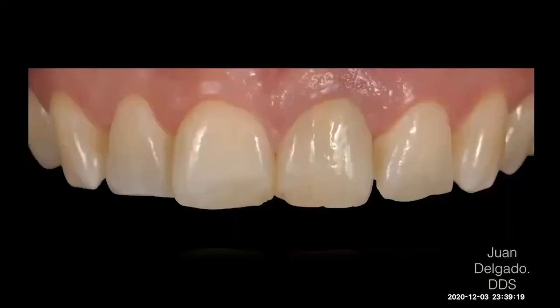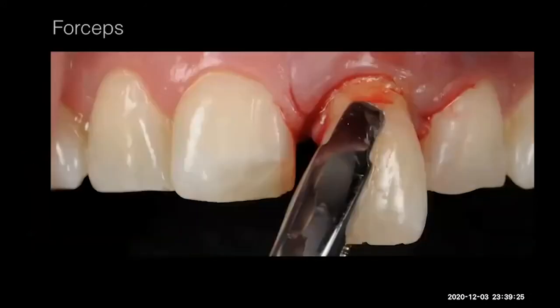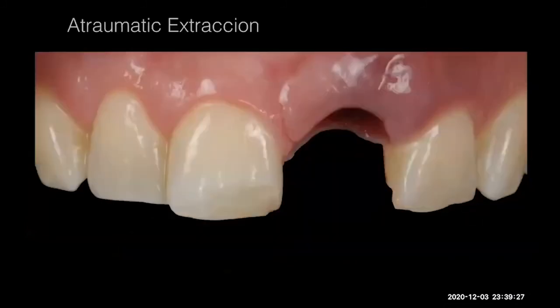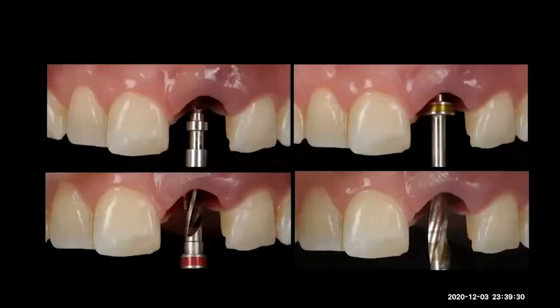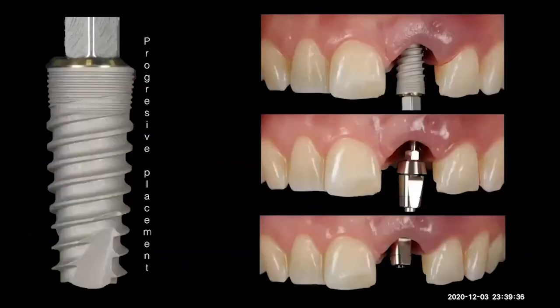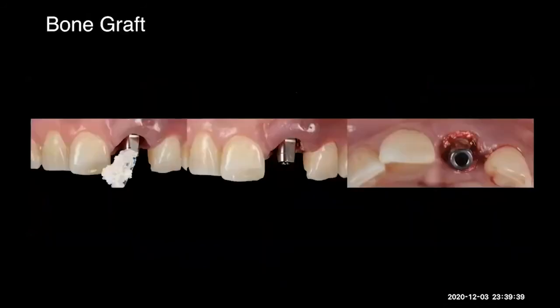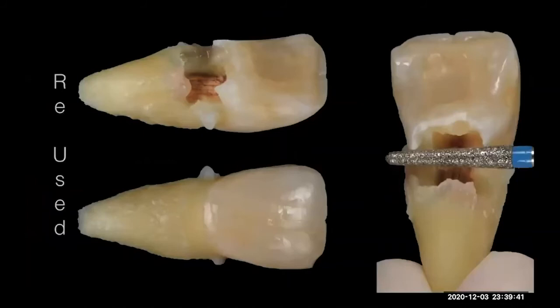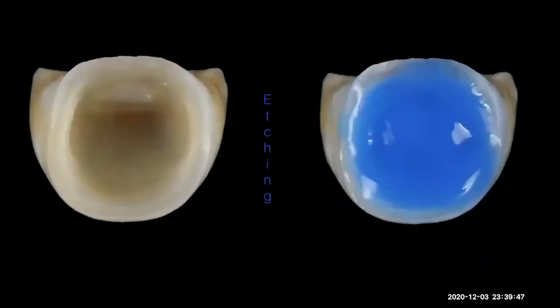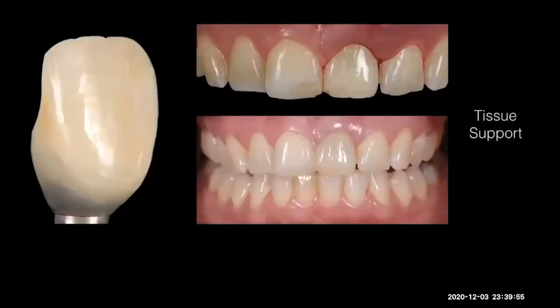This is another nice case, reabsorption. This is from my friend Juan Delgado from Mexico. He did a nice job in the surgery with his surgeon, clean protocols, clean procedures. He placed the implants, put in the bone graft, then used his own teeth as a temporary. That is the best temporary ever. Then he did the retrofit over his abutment, and then they let everything heal.